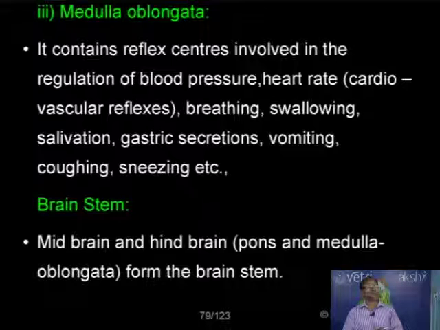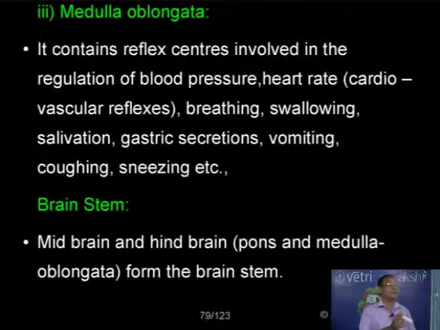If anything happens to the cerebrum, nothing would happen to the body; the person only feels unconscious. If anything happens to the medulla oblongata, death occurs immediately because it has centers for controlling the vital activities of the body like breathing, heart rate and swallowing. All are controlled by this. Then the brainstem, which I mentioned earlier. What are its components? The midbrain, the pons and the medulla oblongata together form the brainstem.